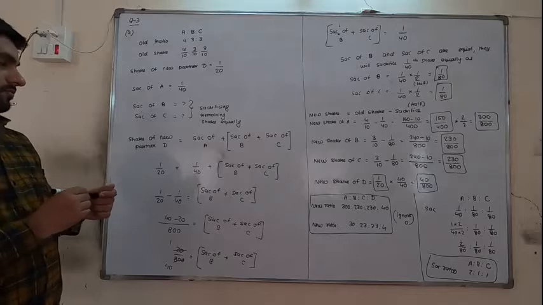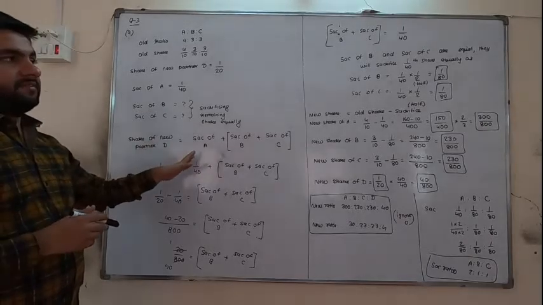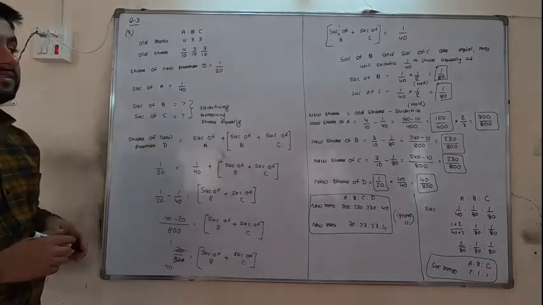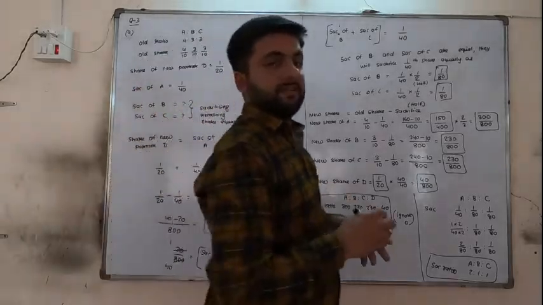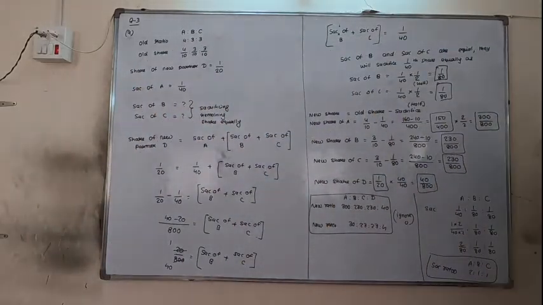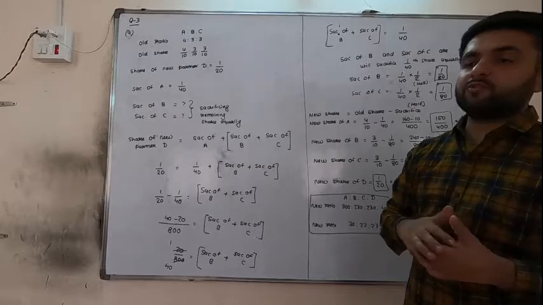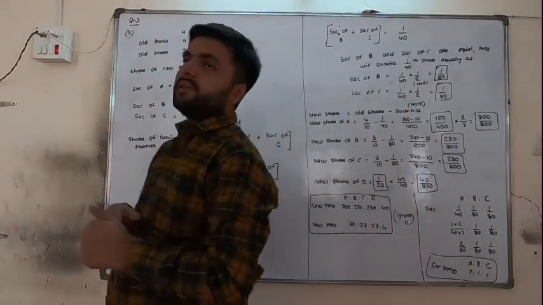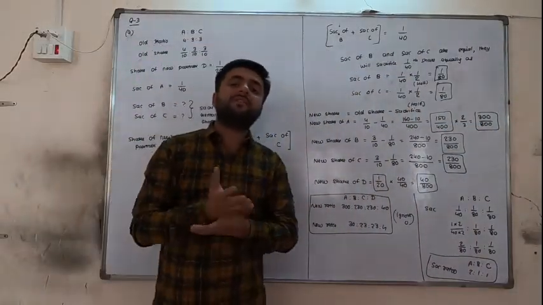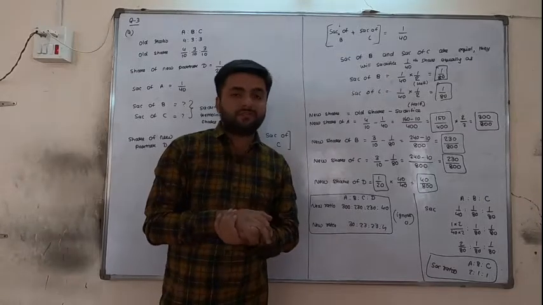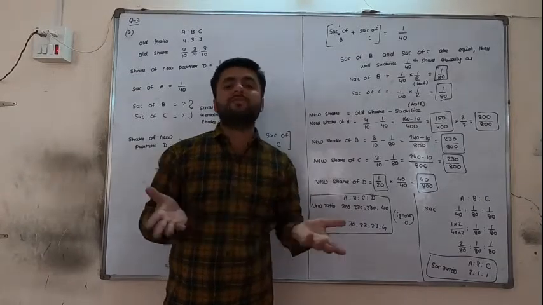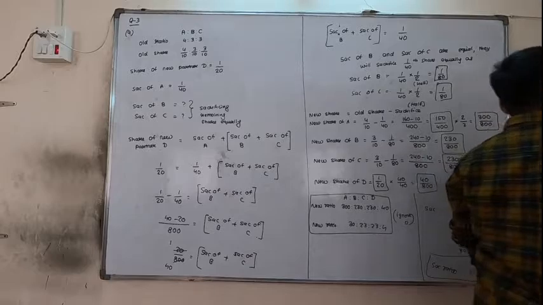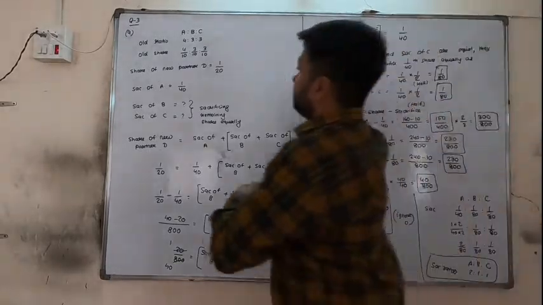Okay, so this sum was a little bit complicated because B and C's share both were not given, and this sum is important also. So now friends, all the cases are over. Still 2 more sums are there which are not having a case, because in that we only have to find the sacrifice. So we know the formula for sacrifice. Sacrifice is equal to old share minus new share. Okay, so now we will solve the 14th sum.